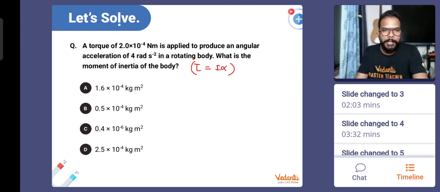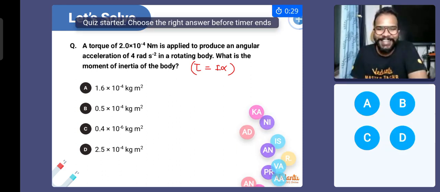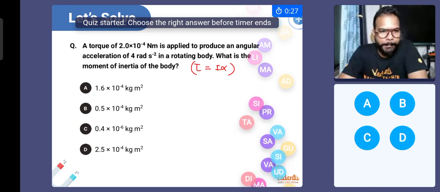I'm setting up the quiz. You start solving because I'll give you only 30 seconds. Find out the value of I. The time for 30 seconds starts in 3, 2, and 1. Simple math question, that's why.